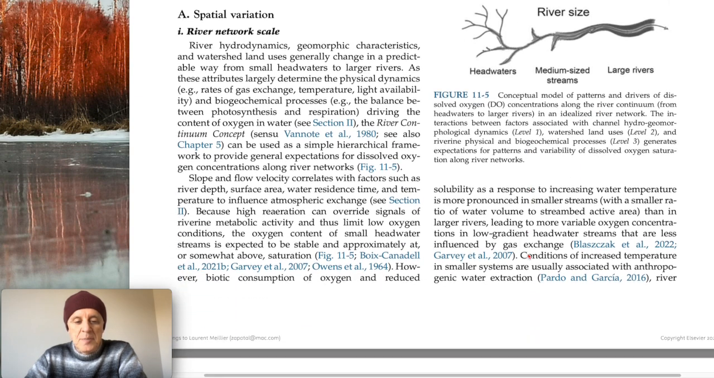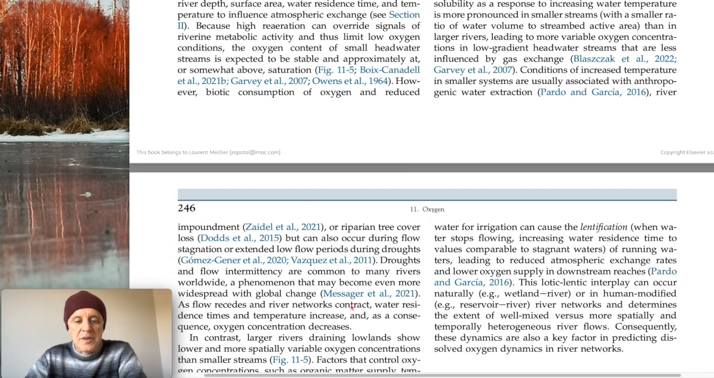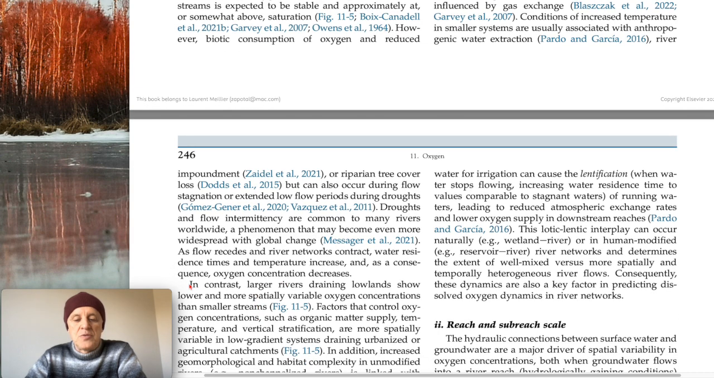Okay, I think that's going to be it for today, and we'll pick it up tomorrow with this section right here, on page 246, in contrast, large rivers.